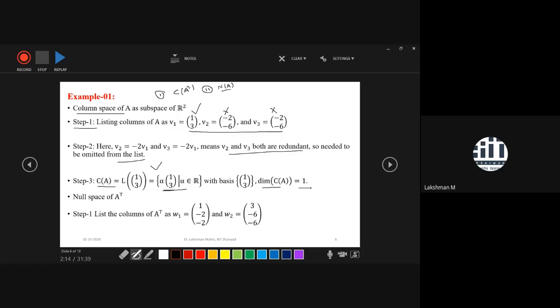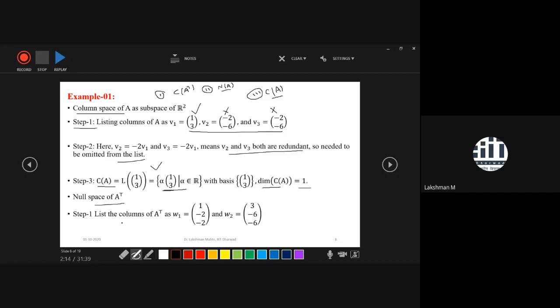Now, we have already calculated the third fundamental space, the column space of A. So the remaining fourth one is the left null space of A, or you can call it the null space of A transpose. So we will try to find the null space of A transpose.